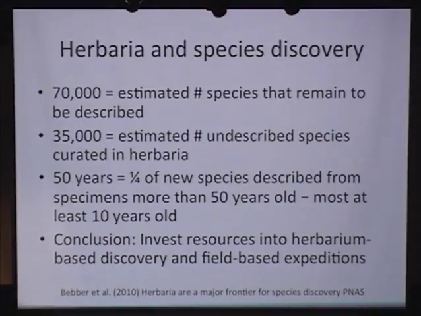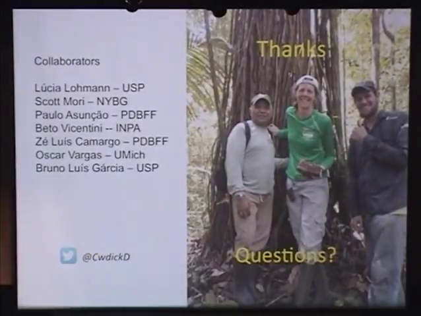So in this study, they estimated that about 1/4 of the new species that were described in the previous years came from specimens that were collected over 50 years ago. So a long-term value. They estimated there are 70,000 plant species remaining to be described, but about 35,000 of these are already in herbaria, just waiting to be visited and studied. Conclusion: invest resources into herbarium discovery as well as field-based expeditions. Thank you.